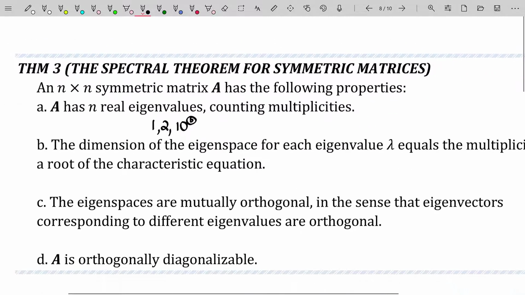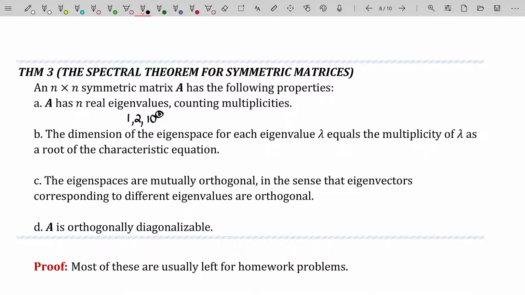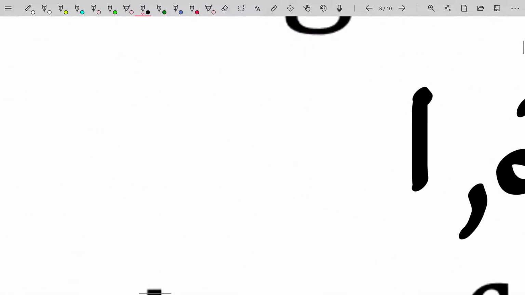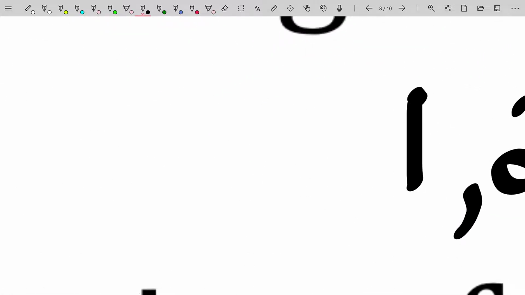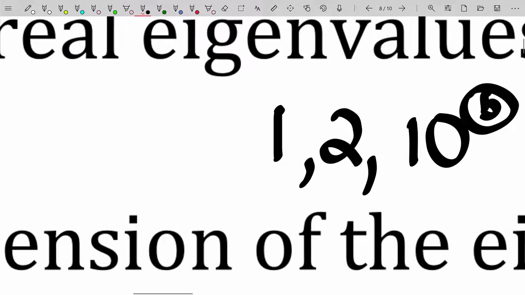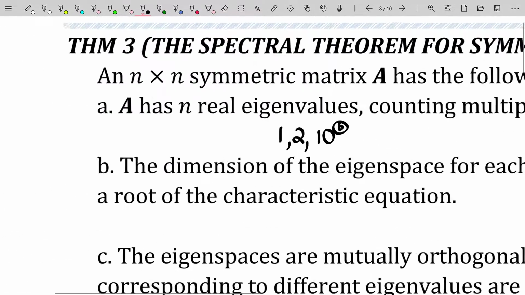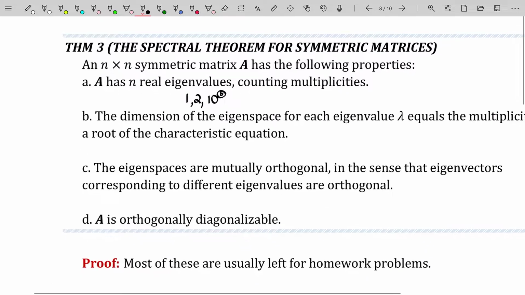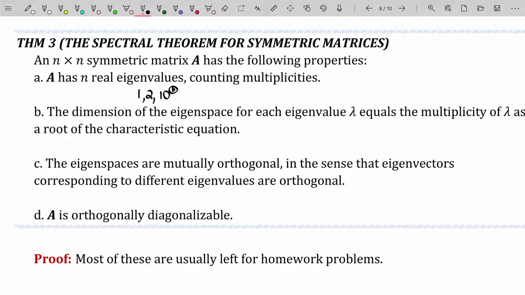The dimension of the eigenspace for each eigenvalue must equal its multiplicity as a root of the characteristic equation. That is, the dimension of the eigenspace associated with lambda equals 1 is 1, because it's multiplicity 1. The dimension of the eigenspace associated with lambda equals 2, well, that's also 1. But the dimension of the eigenspace associated with lambda equals 10 would be 5, because the multiplicity of the eigenvalue 10 is 5, for this very fictitious example. Now, this is only true for symmetric matrices. Well, not only true for symmetric matrices, but you know it's true for symmetric matrices.